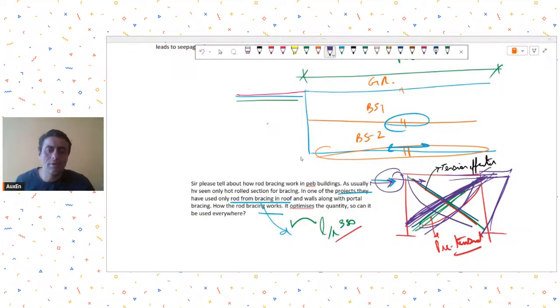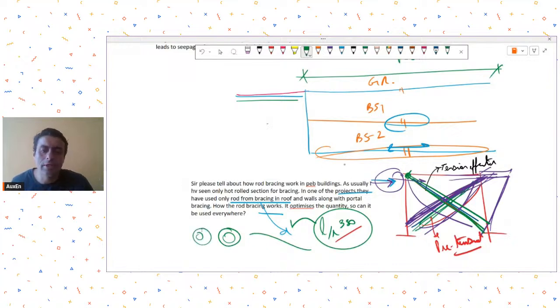We don't allow it on our projects. Instead, what we do is ask the PEB supplier to provide hollow sections, pipes as bracings. There they will ensure L by R 350, a slenderness ratio of 350, and then they provide hollow pipes. Generally, you will see 80 dia pipe or 100 dia pipe being provided as pipe bracings. These rod bracings are quite inappropriate, because if you are providing rod bracing, it should be properly pre-tensioned, but nobody does it, so it's a risky proposition.